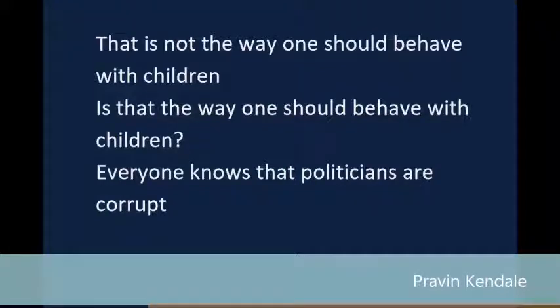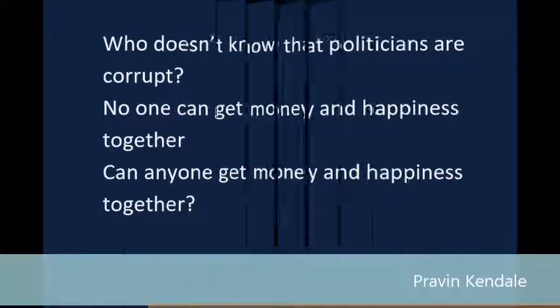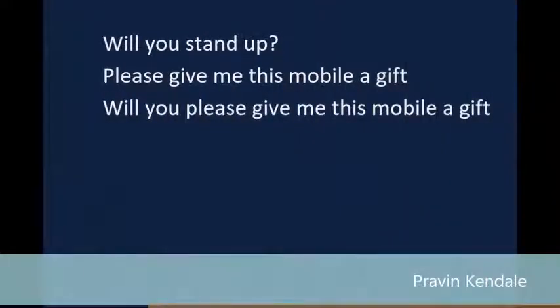Everyone knows that politicians are corrupt. Who doesn't know that politicians are corrupt? No one can get money and happiness together. Can anyone get money and happiness together? Imperative sentence. Use will you when the sentence is an imperative sentence. For example, stop writing. Will you stop writing? Stand up. Will you stand up? Please give me this mobile as a gift. Will you please give me this mobile as a gift?